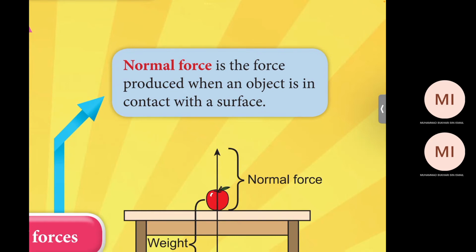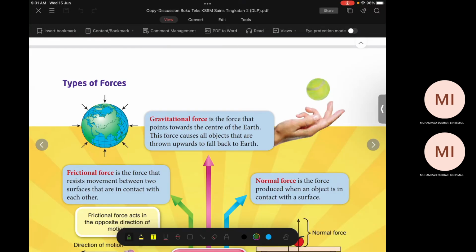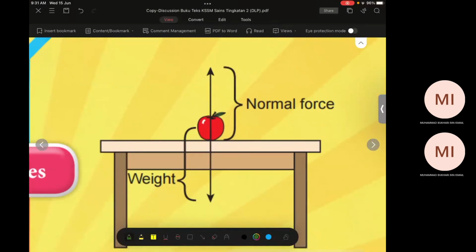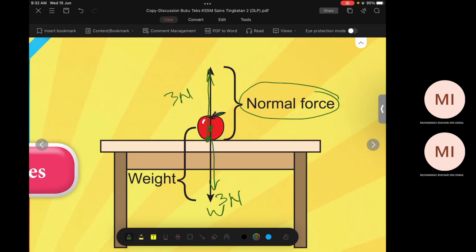For example, let's say the weight of this apple is 3 Newton. This is the weight. W stands for weight. But this table is giving another force upward, also 3 Newton, in the opposite direction. Opposite direction, but the same magnitude of force. Understand? So this is what we call normal force.